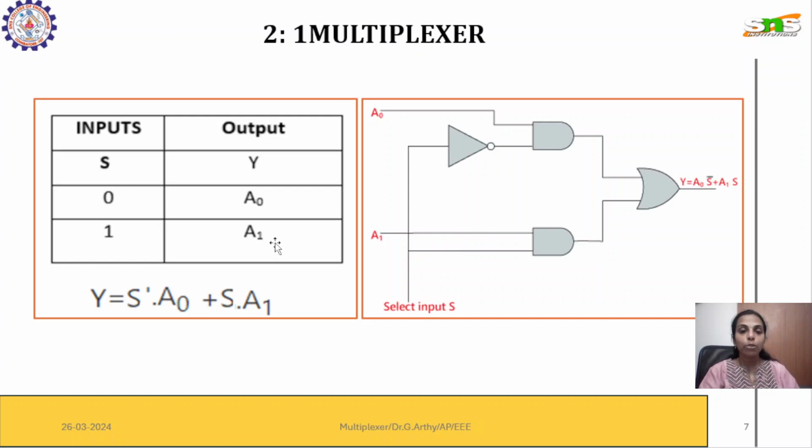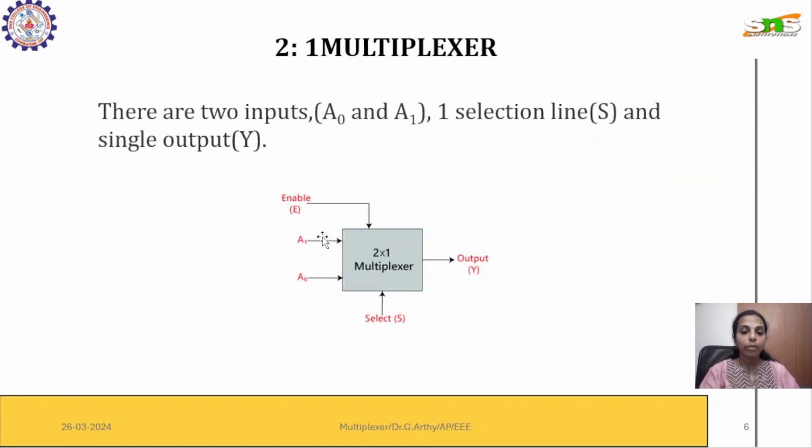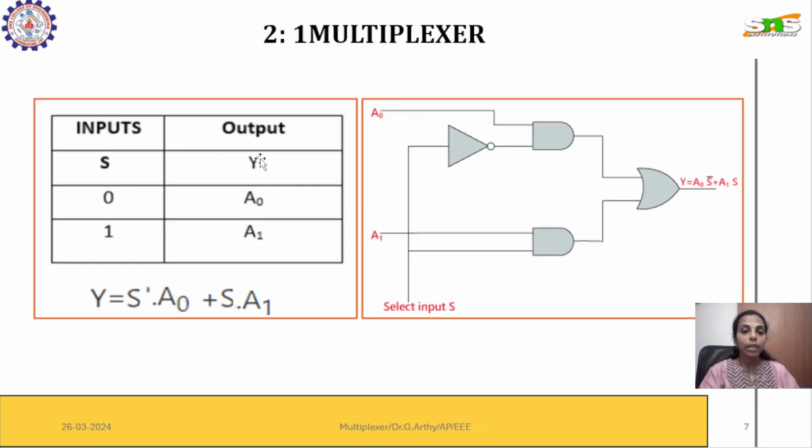In a 2 to 1 multiplexer, only one selection line is required, and we have two inputs, A0 and A1. If the selection line is given 0, input A0 will be selected as the output. If the selection line is 1, the other input A1 will be selected as the output. That is why this is known as a data selector. This multiplexer acts as a data selector only because of the selection lines.